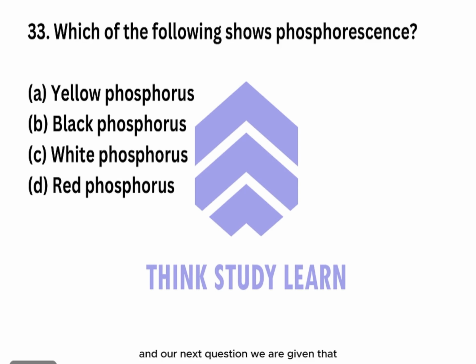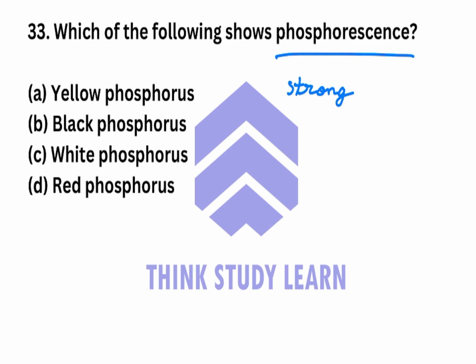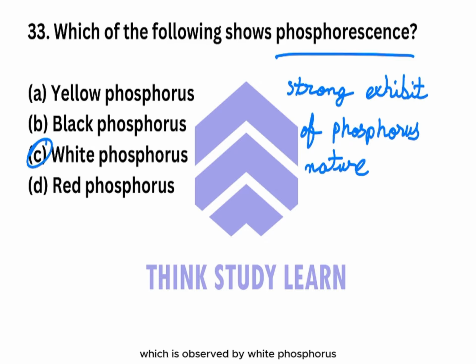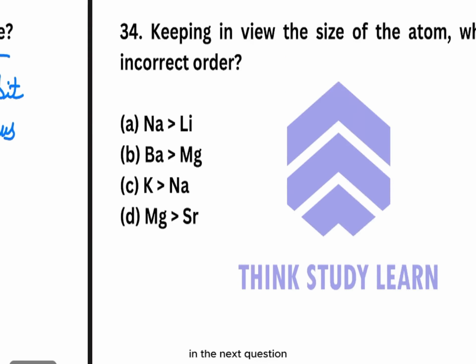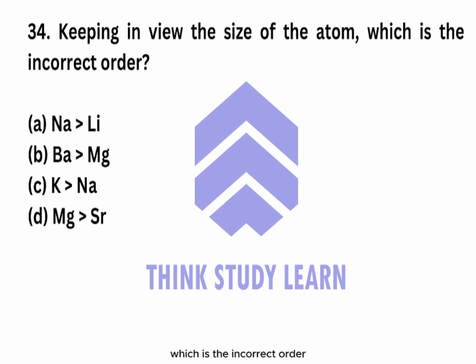In our next question, we are given that which of the following shows phosphorescence? By phosphorescence, we mean a strong exhibit of phosphorus nature. Which is observed by white phosphorus. In the next question, we are given that keeping in view the size of atom, which is the incorrect order. The correct answer is that barium greater than Mg, it is incorrect.